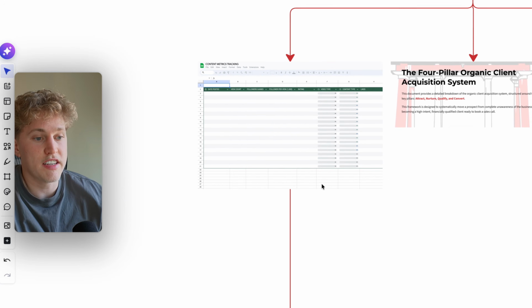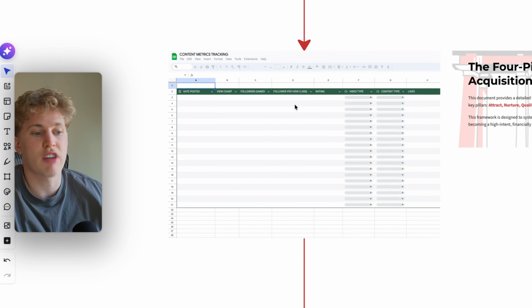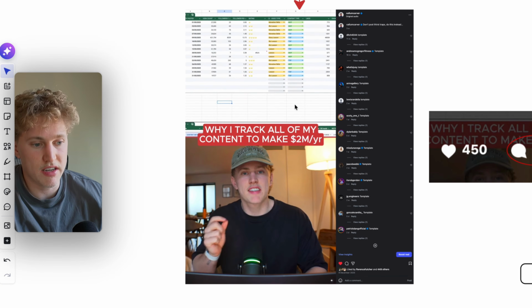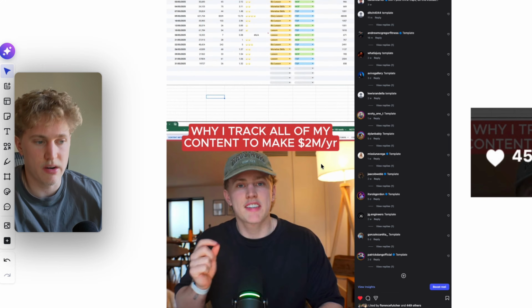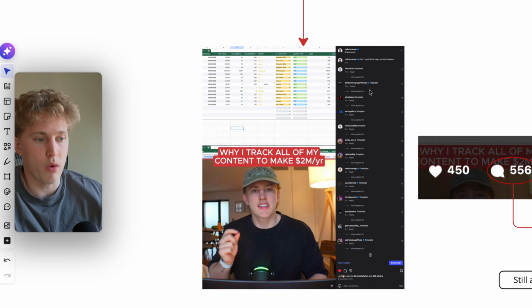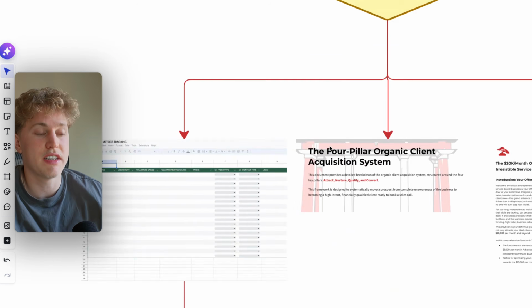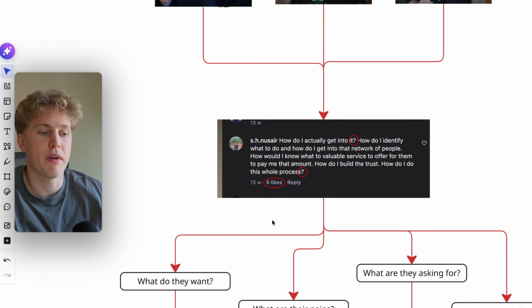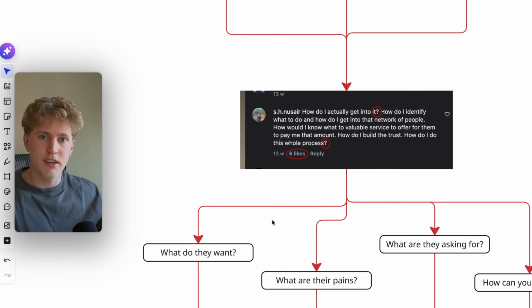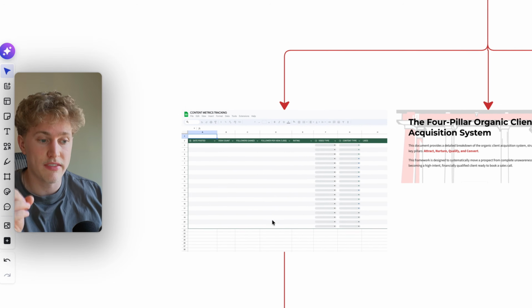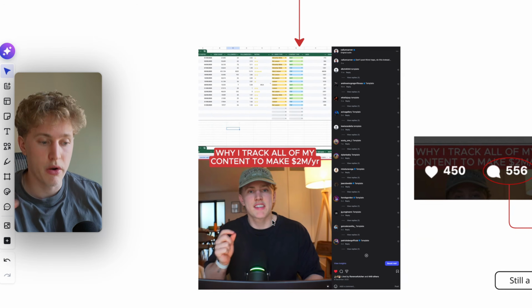So for this example, you've got a content metrics tracker sheet right here. Now, I made a piece of content, I made a post, where I spoke about how I track all my content and why I track all of my content, okay? And the reason I did that is because in one of my previous videos, I had a comment where someone said, how do I know what content performs? How do I track my content? Golden. Someone's got a question, cool, I can create a resource around that question, as I did. I then created a post around that thing.